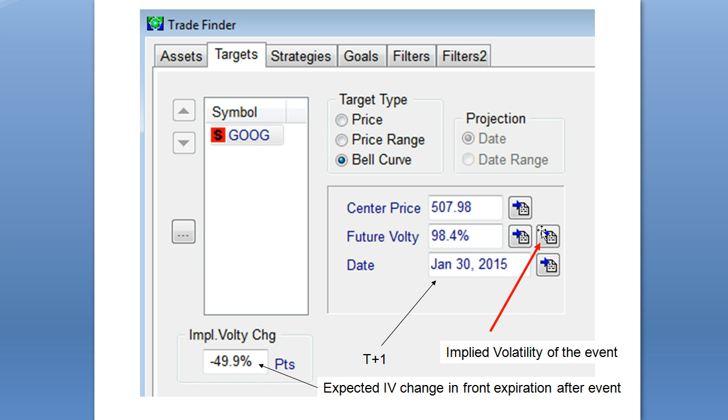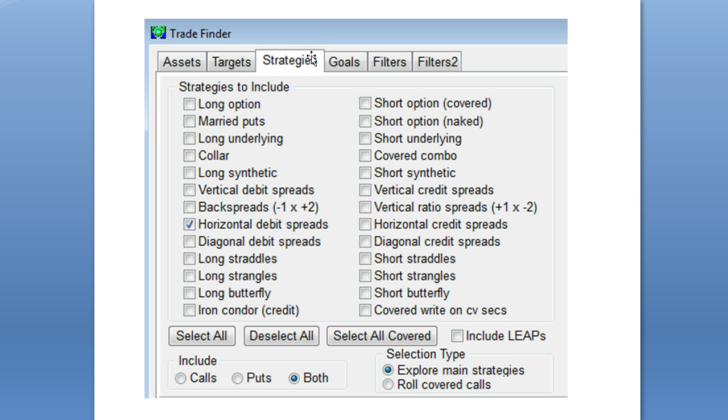All right, so with that done, we click the next tab over, Strategies, and we're going to select horizontal debit spreads. That's a calendar spread. Okay, make sure down in the bottom left we're including both calls and puts, and that's going to be about it for that.